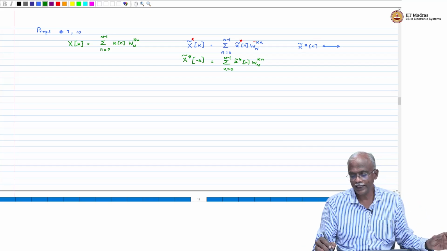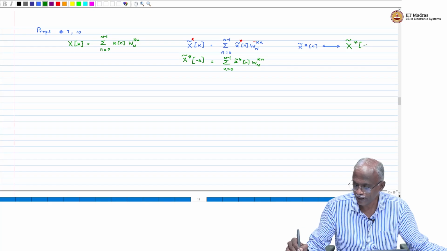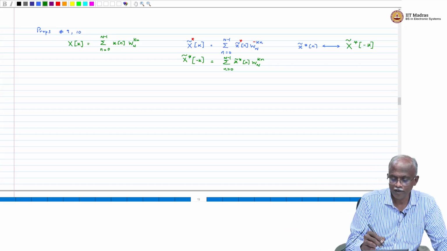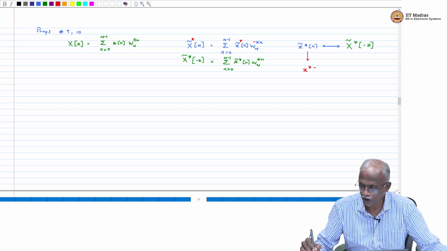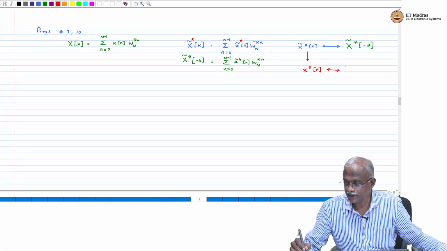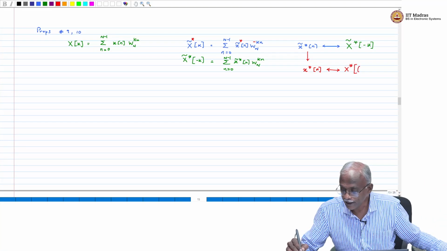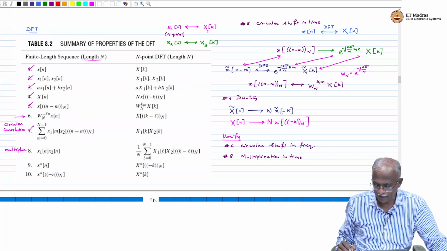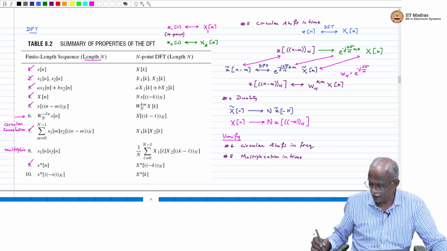So we know that x conjugate of n has a DFS relationship which is given by X tilde conjugate of minus k. Now exactly the same relationship we want to leverage for the DFT. In that case, what we get is x conjugate of n will have a DFT coefficient given by X conjugate of minus k, which will go outside the range 0 to N minus 1. So you interpret this as minus k modulo N. That is what we have in terms of property number 9. We can tick off property number 9. Again, it's a direct relationship.